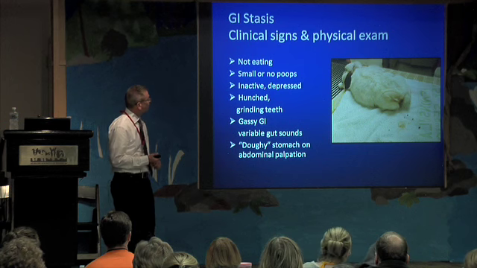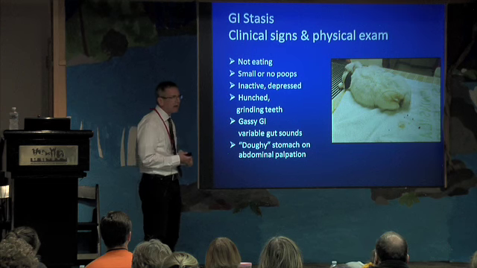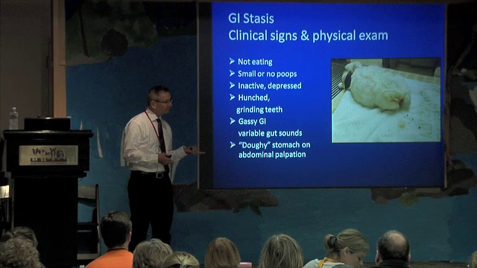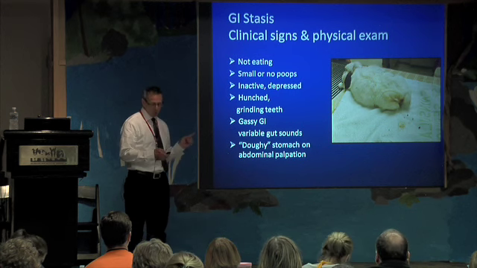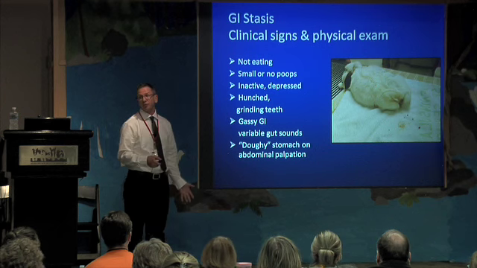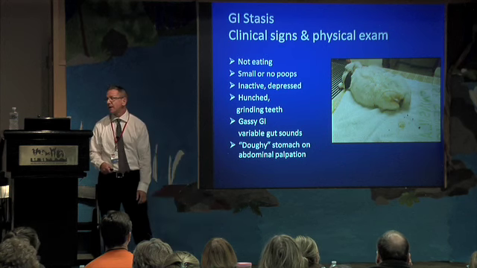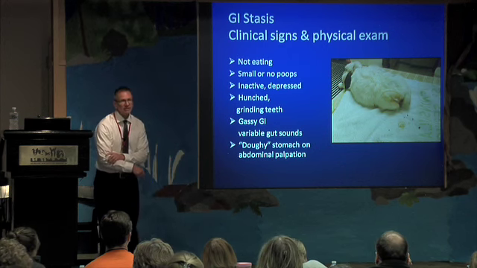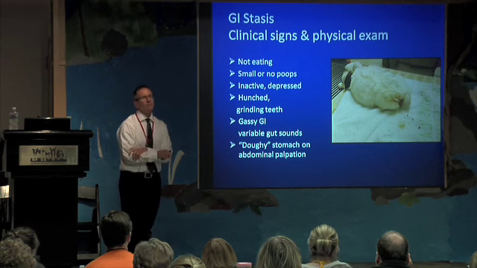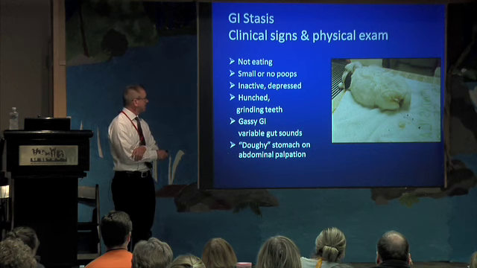So, what do we see when these animals are presented, or what kind of information are you giving the veterinarian about the patient when you bring them in? You can say that he's usually not eating. There are small poops, and as in this case, you can just see the tiny little poops right there, or there are no stools at all. They may be inactive and depressed, and they also may be hunched and grinding their teeth. We heard someone talk about the crunch of the teeth. That was indicating abdominal pain in many cases.